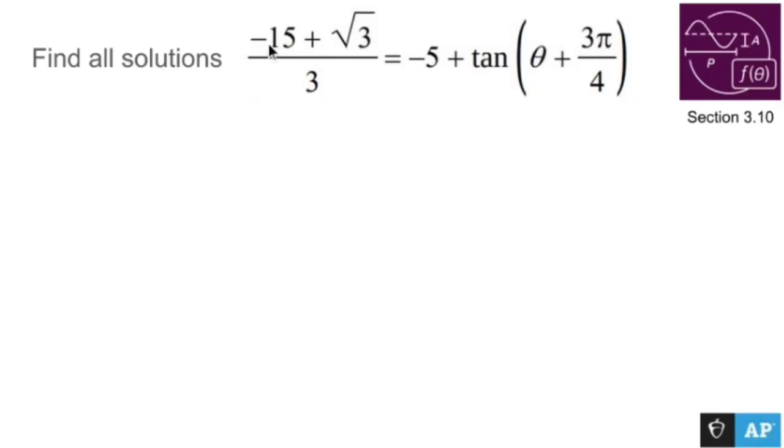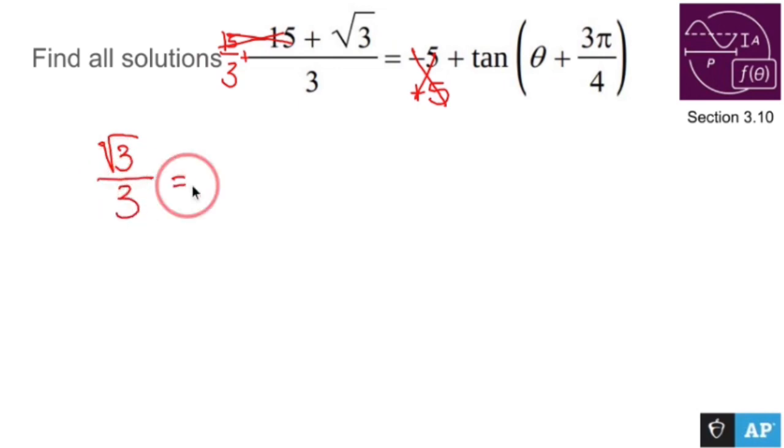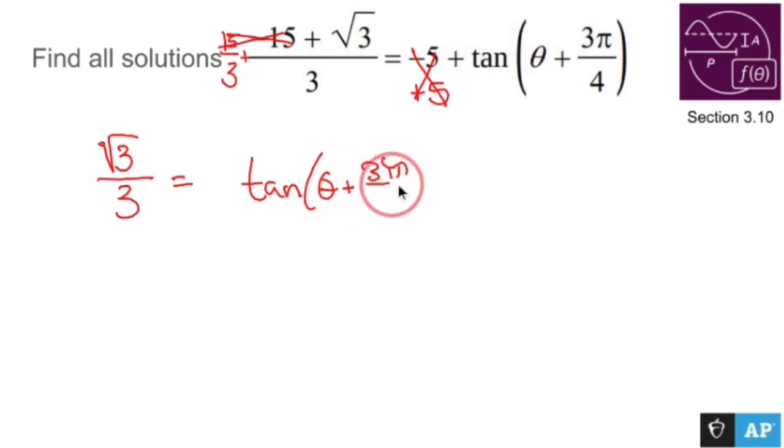Find all the solutions for negative 15 plus root 3 all over 3 equals negative 5 plus tangent of theta plus 3 pi over 4. First things first, let's get rid of that negative 5, and we'll do so by adding 5 to both sides. Now, if I'm going to add 5 to something over 3, I'm going to turn this into 15 over 3, because that's what 5 is when I multiply the top and the bottom by 3. That allows these to cancel out, and you're left with root 3 over 3 equals tangent of theta plus 3 pi over 4.